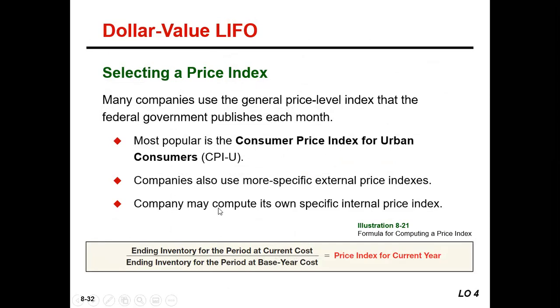But we could compute our own specific price index by just looking at ending inventory for the period at current cost divided by ending inventory for the period at the base year cost. And that gives us that price index. And that's what we looked at on the previous slide.